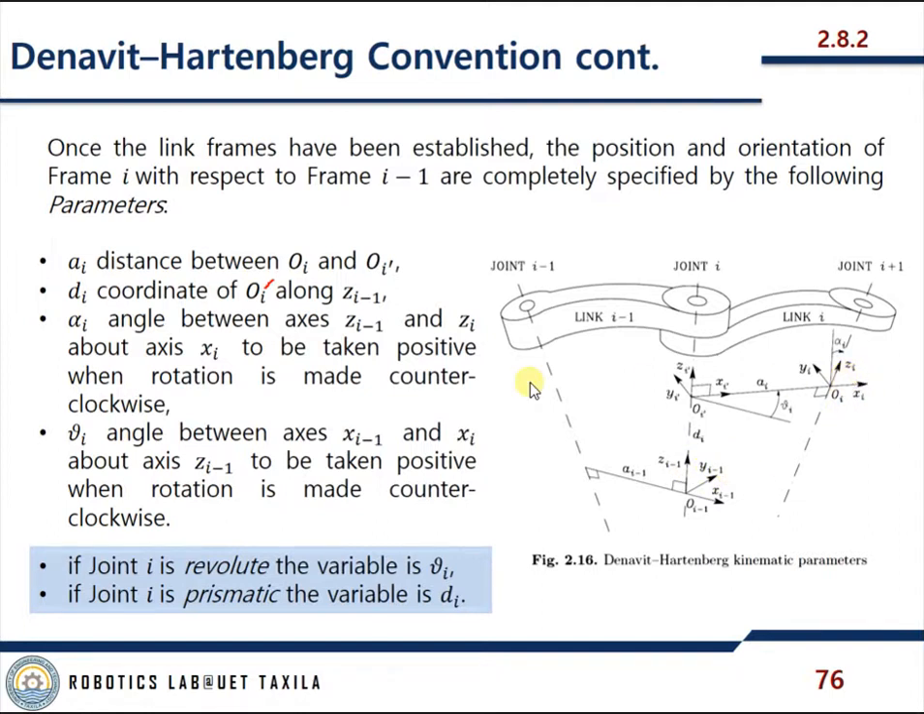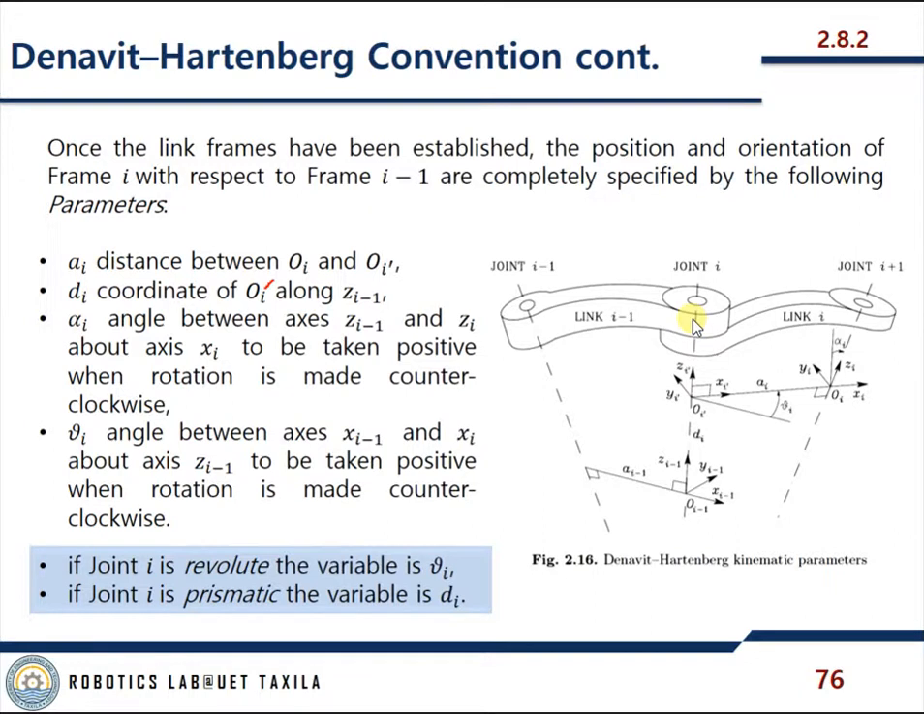So this is alpha. Theta is the angle between the axis Xi minus 1 and Xi about axis Zi minus 1. So this is the angle theta. We are going to rotate Xi minus 1 to Xi, and this rotation about Zi minus 1 gives us theta. If joint i is revolute, the variable is theta i. If joint i is prismatic, the variable is di. So if, for example, this one is revolute, this rotation would be possible.